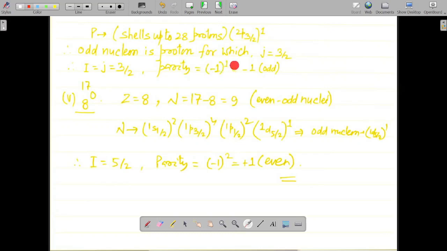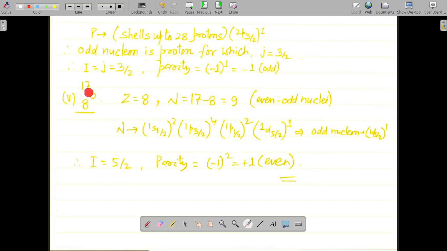So (-1)^1, that is, minus 1 to the power odd is minus 1. So as it is minus 1, the parity will be odd. Whether you call it minus 1 parity, odd parity or negative parity doesn't matter. All of them mean the same thing.